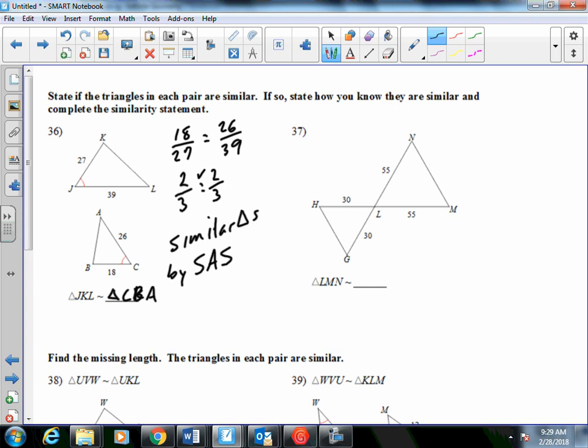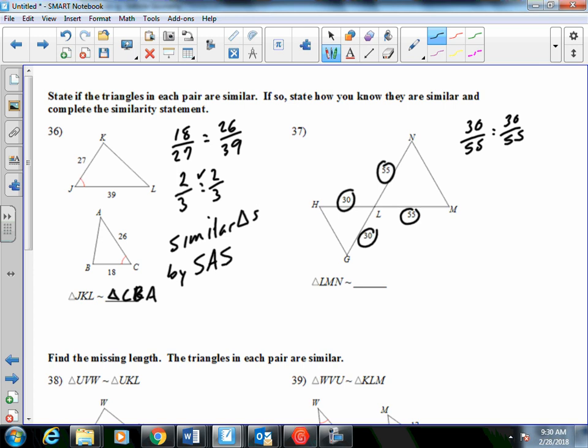All right, and 37, triangle LMN, comparing it to triangle LGH. So when I look at them, the sides they gave us should be pretty easy to determine if they're proportional or not, because they're the same, right? 30 over 55 has to equal 30 over 55. So the sides are proportional, and now we have to have either the other side proportional with those, which they didn't give us numbers for HG and NM.